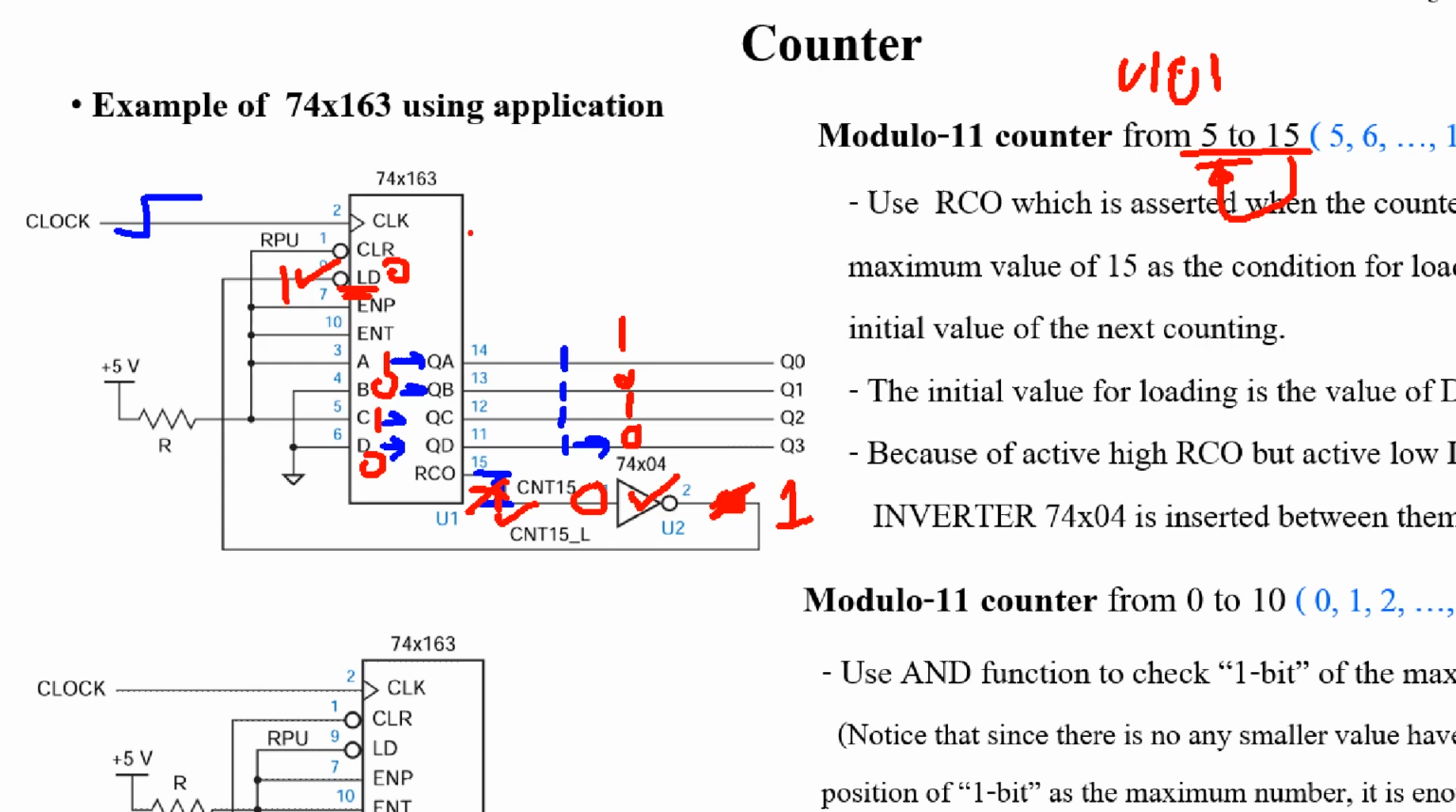That means now it's back to normal counting mode. Okay, not load. So when the clock ticks, it will count up to 0, 1, 1, 0, and when the clock ticks again 0, 1, 1, 1, and so on until the 1, 1, 1, 1 state. Then RCO becomes 1 again, and then you load. The next state is from the DCBA we connected, 0, 1, 0, 1, or 5 again.